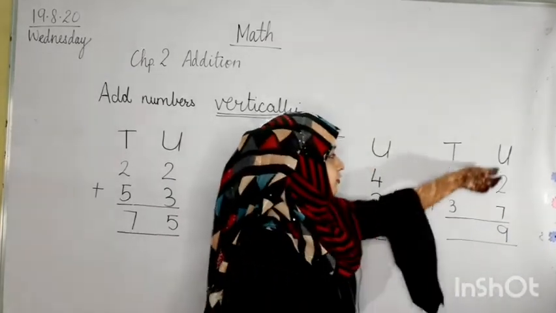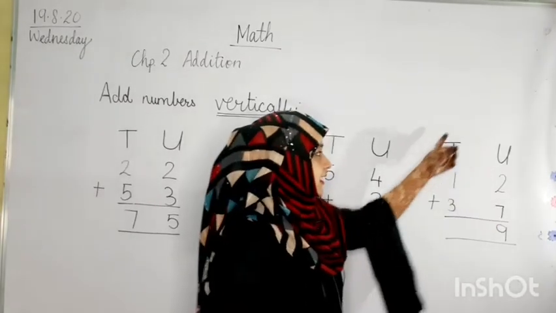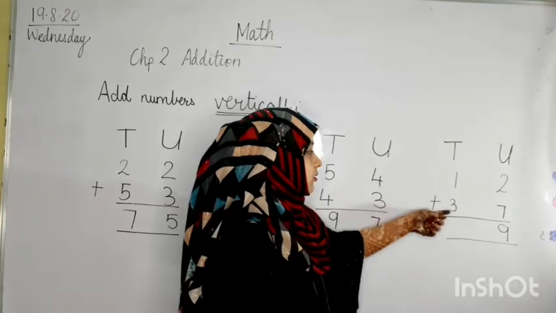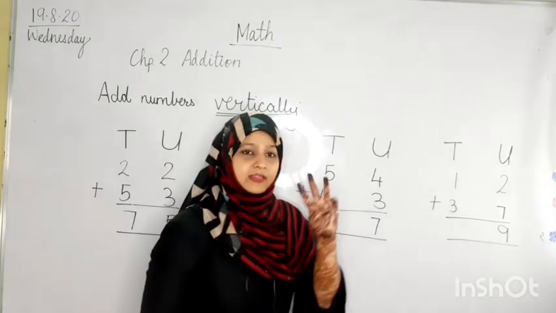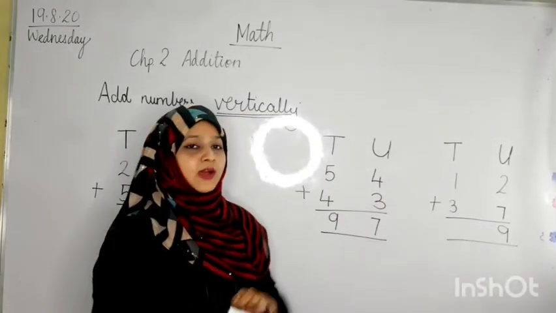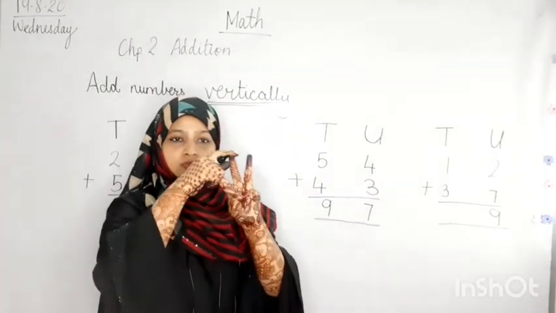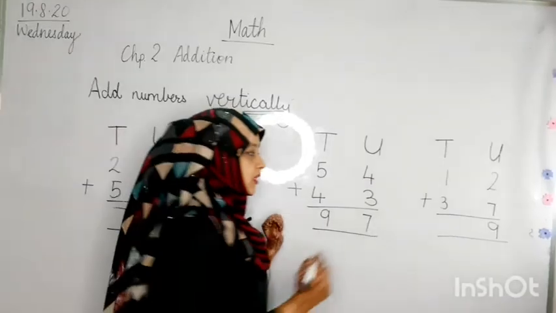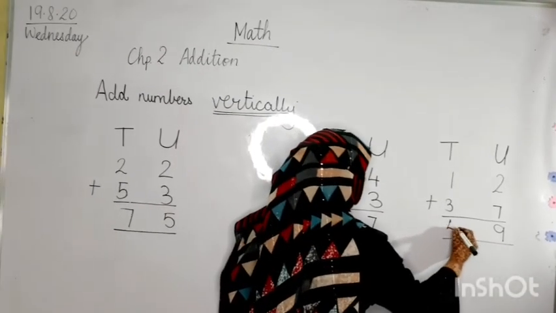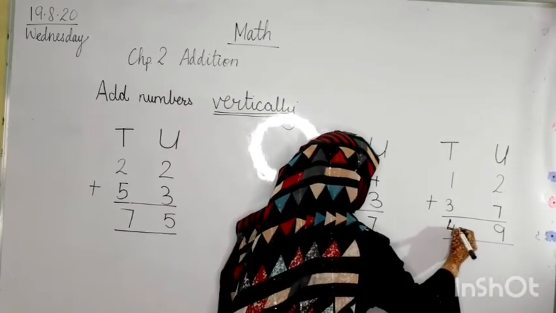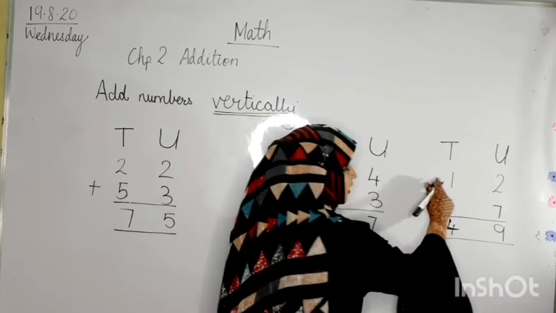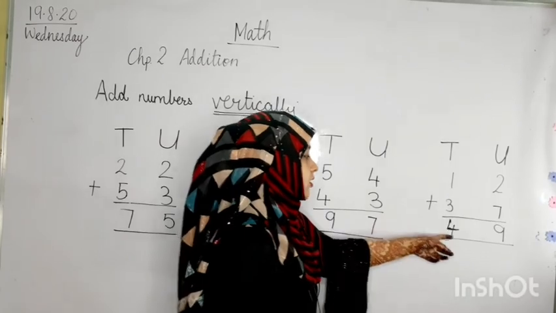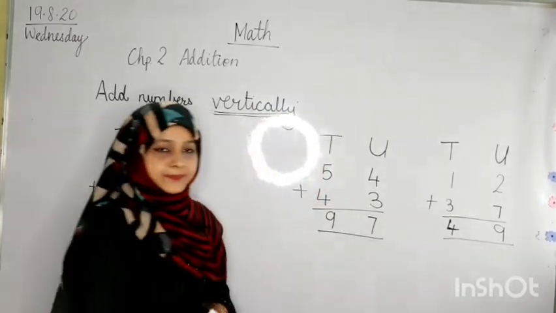Yes. After I am done with the units place, I come to the tens place. The numbers in the tens place are 1 plus 3. So 1 in my mind, 3 on my finger. After 1 I am going to count 2, 3, 4. Yes. So 1 plus 3 gives me the answer 4. So 12 plus 37 gives me the answer 49.